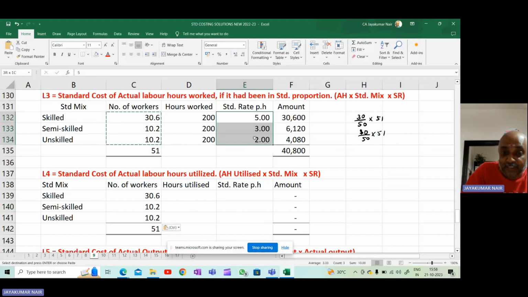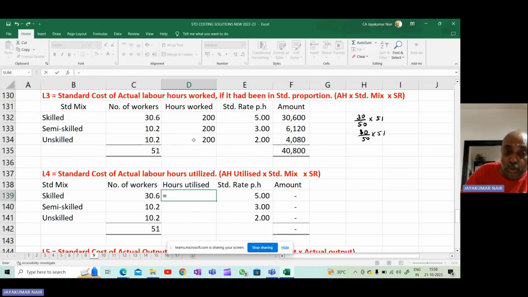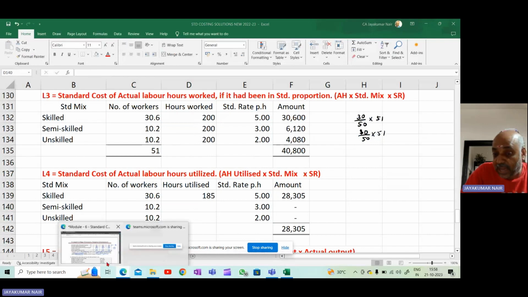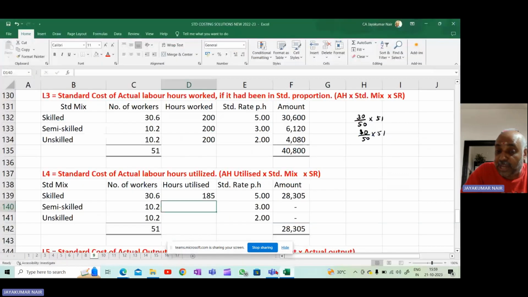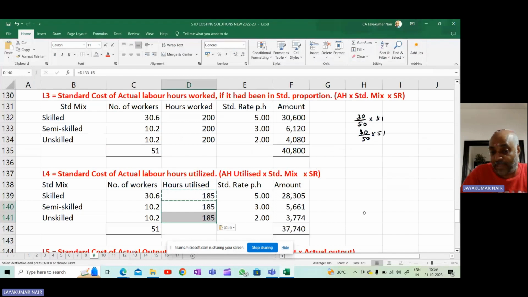The only difference that you will observe here is, now instead of 200, you will say 200 minus 15. Why? Because 15 hours they did not work. So hours utilized is 185. So this you have to copy it. So it will be 30.6 into 185 into 5.